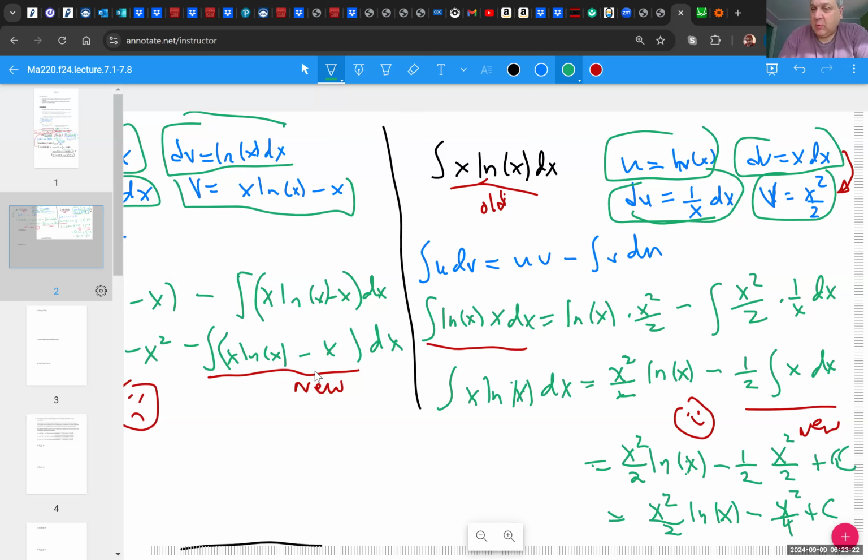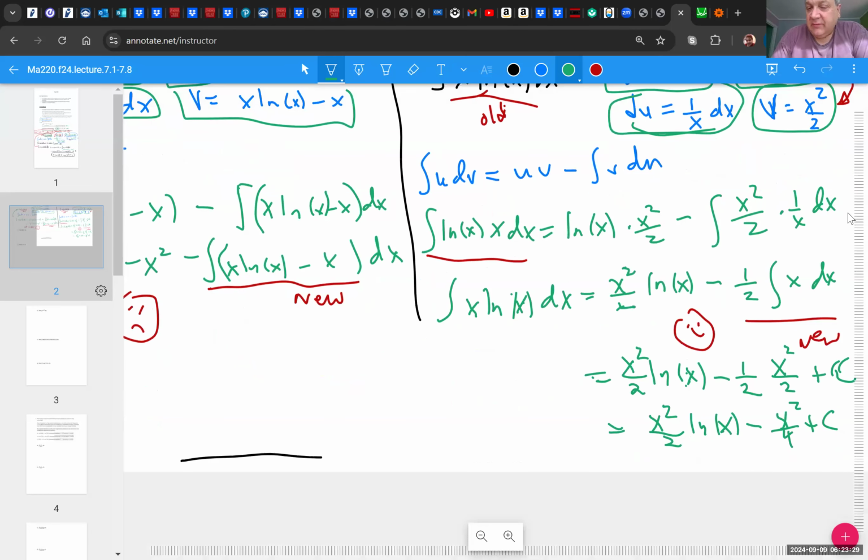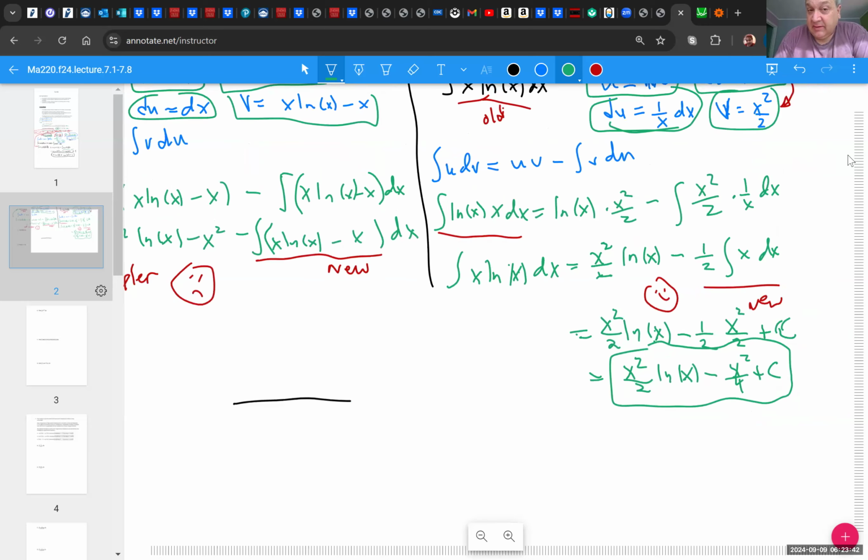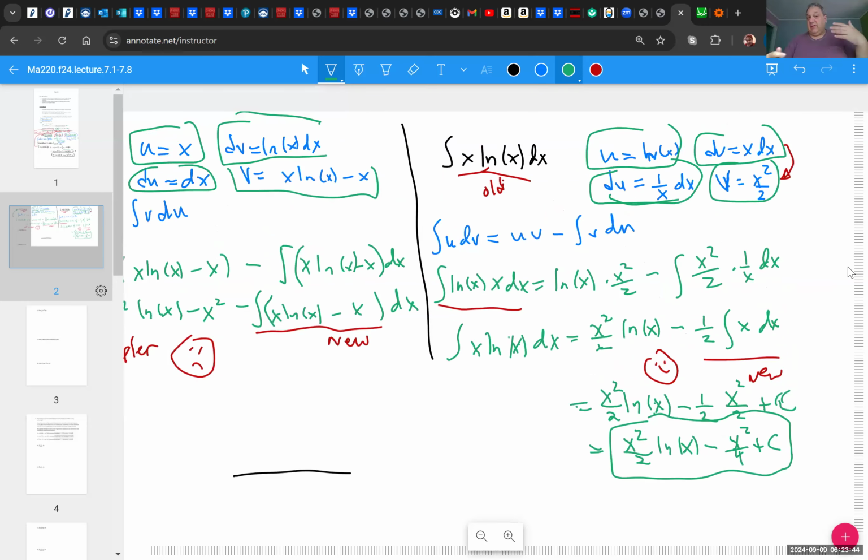All right, so there's an example where your first guess is not always going to be the best choice for u and dv. I set up the second one so that it looked a lot like the first one, which was x cosine x. This one was x ln x. And it turned out that using a very similar choice did not result in a happy face, but switching things around did. So that's what I was trying to get across with that second example.